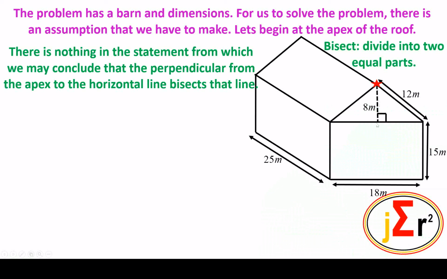To bisect this line means that it divides that line segment into two equal parts. So that line segment is divided into two equal parts, and we are saying that this line segment is also 18 meters like the one opposite to it. So this line that goes from the apex to the horizontal line bisects the horizontal line, which causes each section to be 9 meters.